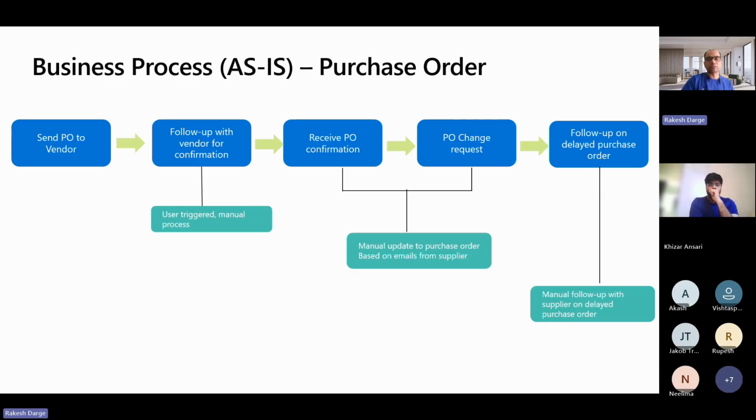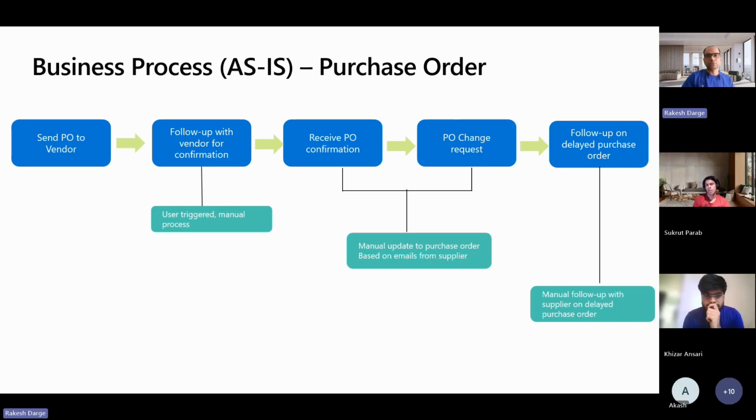So that is where the manual update is required, based on an email that we receive from a supplier, and then that follow-up process continues until the material is received at a specific location. And if there is a delay of the purchase order, obviously my downstream process is also going to be impacted, and my next set of processes are also going to be highly impacted.